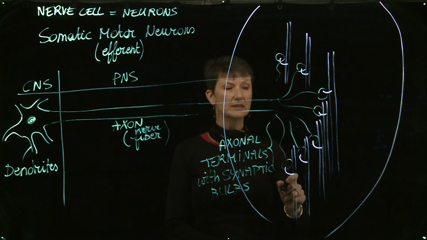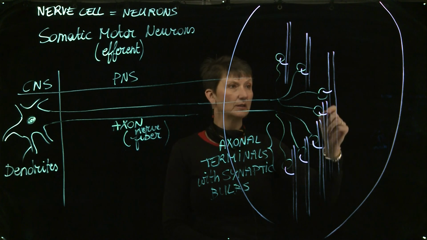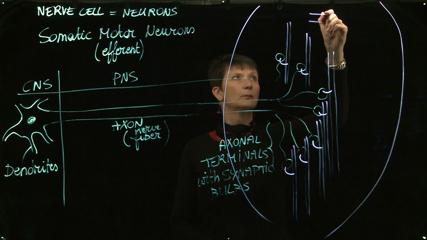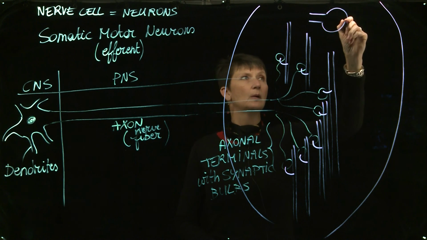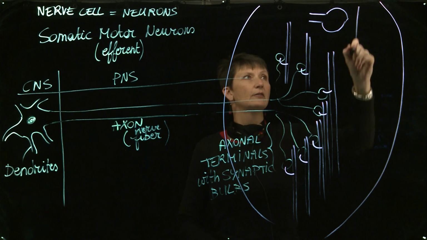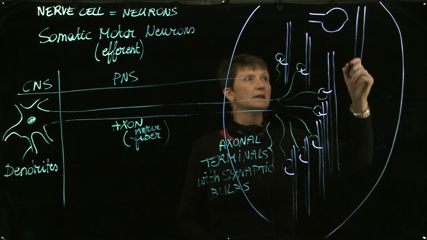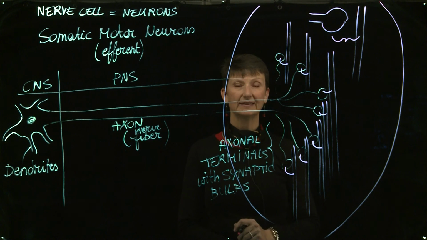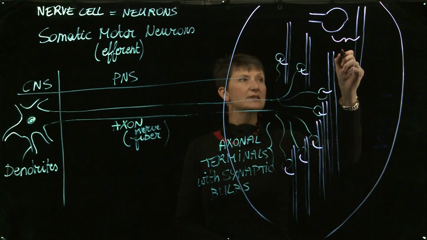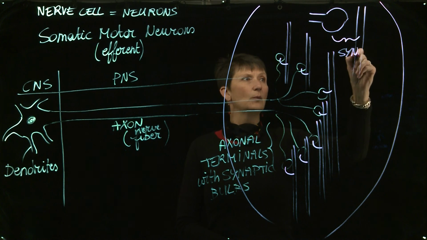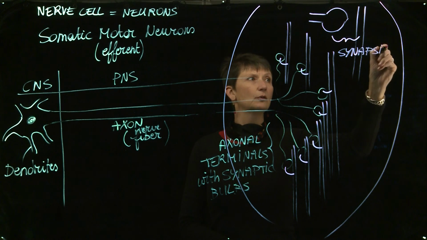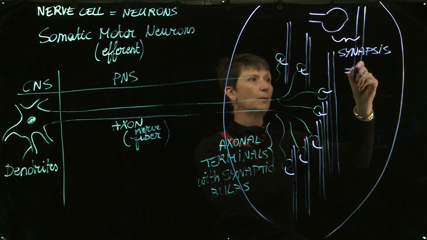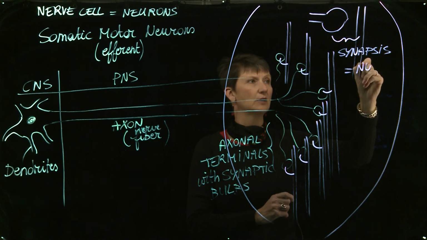And so if I enlarged one of these axonal terminals with their bulbs, and then we have here our muscle cell, this close encounter right here is a synapsis that we typically better refer to as our neuromuscular junction.